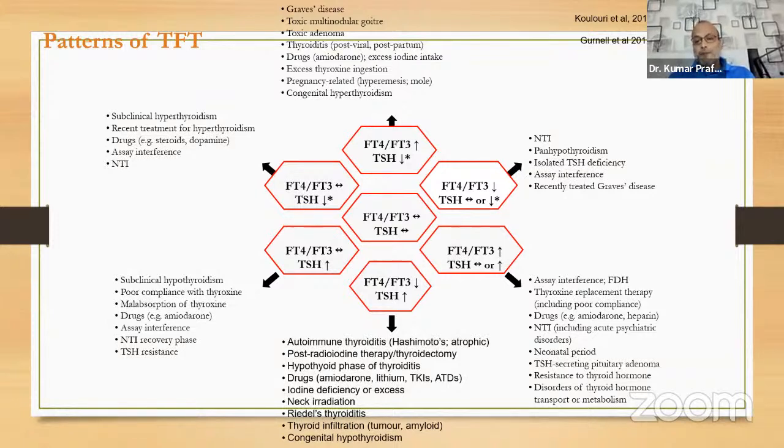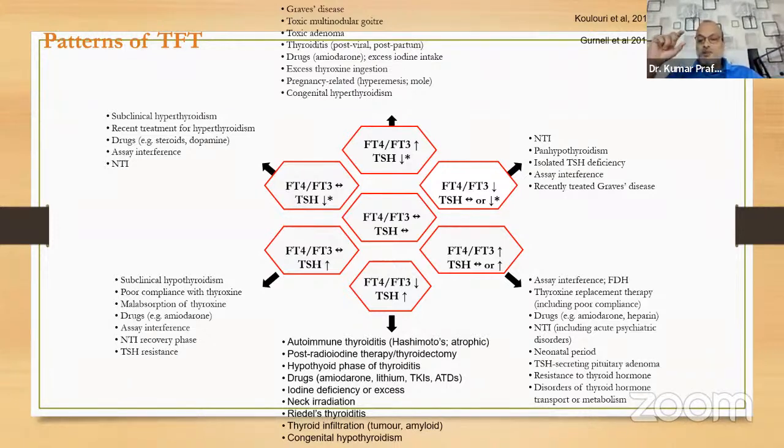Now, another condition. What we do expect when thyroid function is increased, thyroid hormone is increased, is that it will have a negative feedback mechanism on the pituitary and the TSH level should decrease. That is the normal physiology. But if this does not happen, so in the background of increased thyroid hormone level, if we see that TSH is either normal or increased, we need to find out what the causes are. This happens at times with assay interferences, then thyroxine replacement therapy, particularly when the patient has poor compliance.